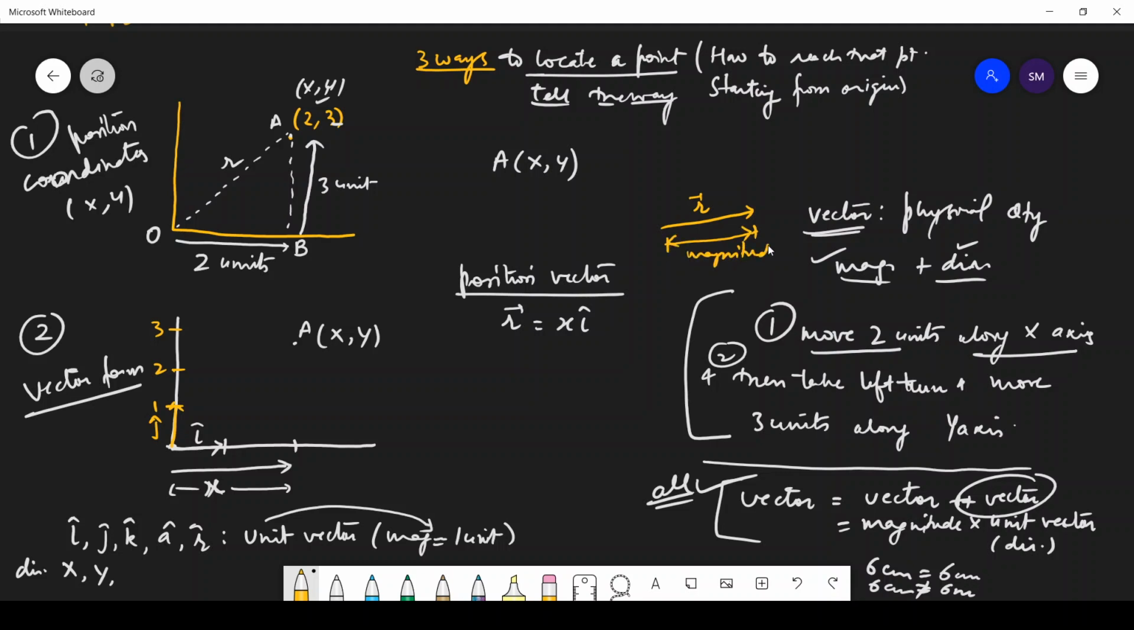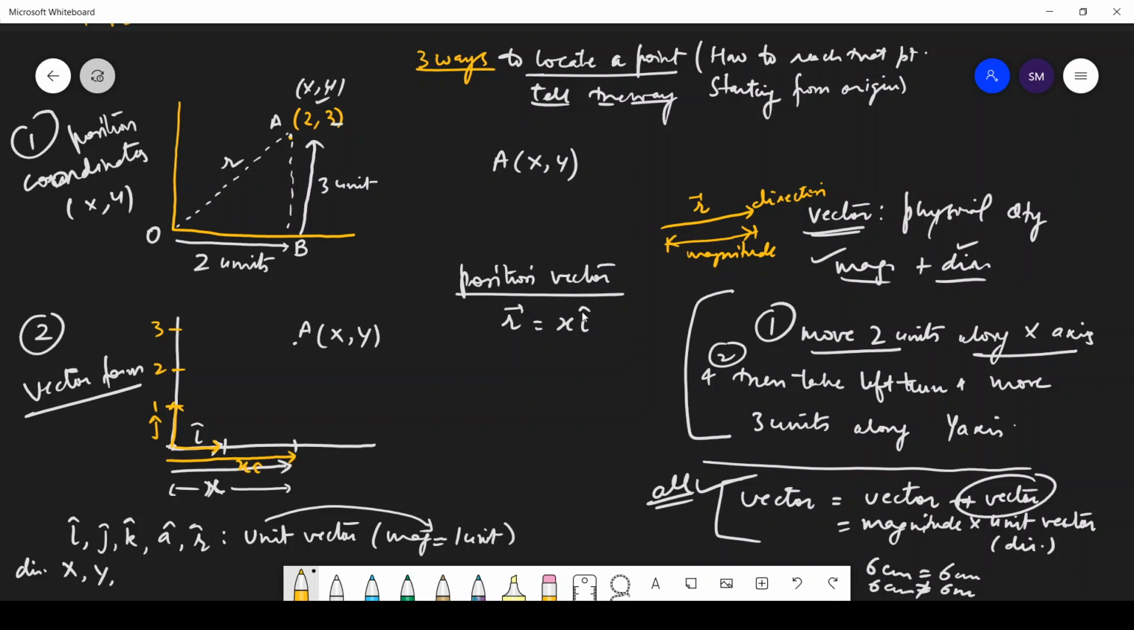This is the magnitude of the vector, the length of this arrow, and this arrowhead tells you the direction. So that's how we represent a vector. Now here you can see that this is i cap. So i cap is this vector. What is i cap? i cap is the vector from here to here.